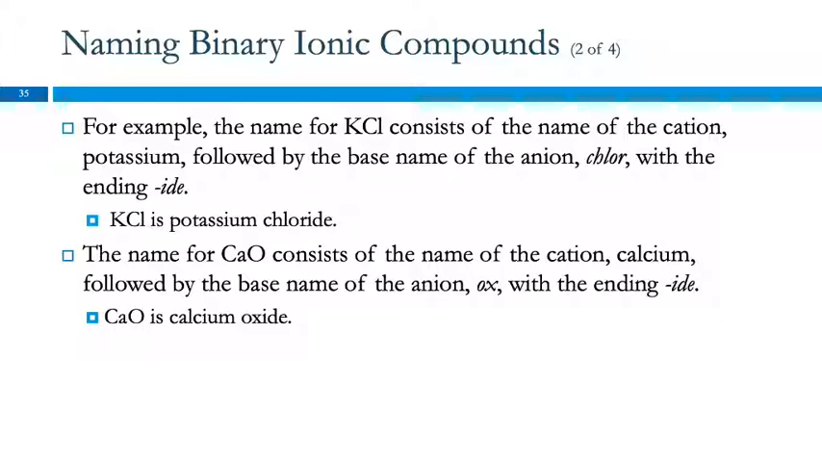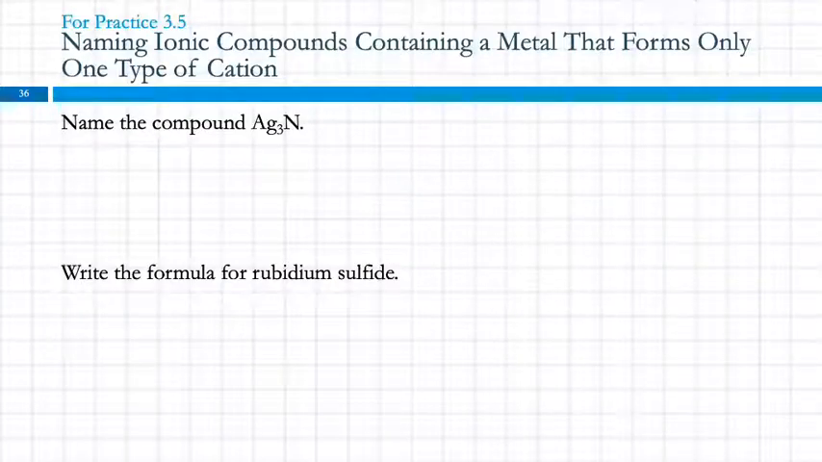Any questions? So let's practice a little bit. Name the compound Ag3N. Let's call him Steve. No, we have to use the systematic name. George. How about Augie? That would be a little closer.